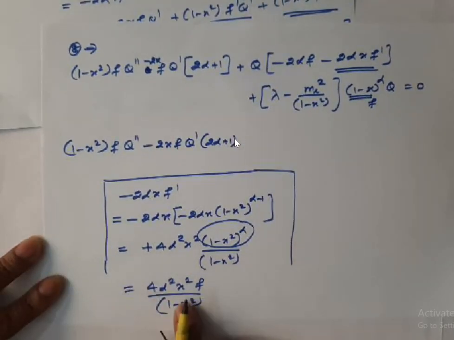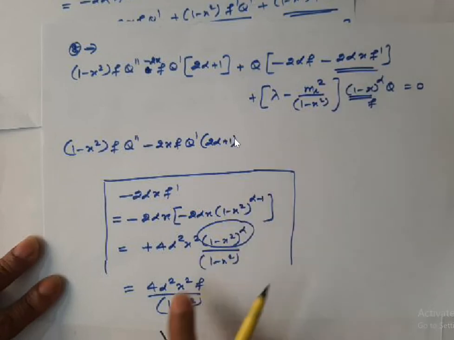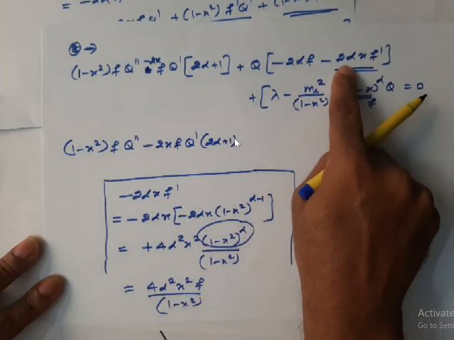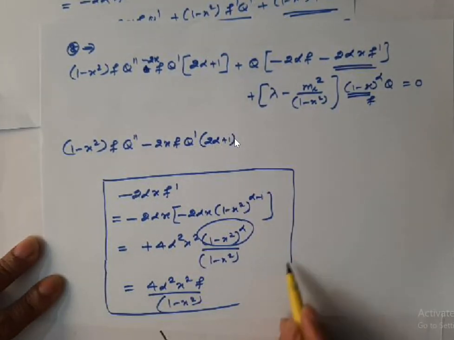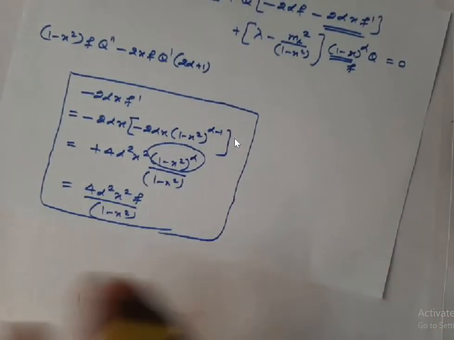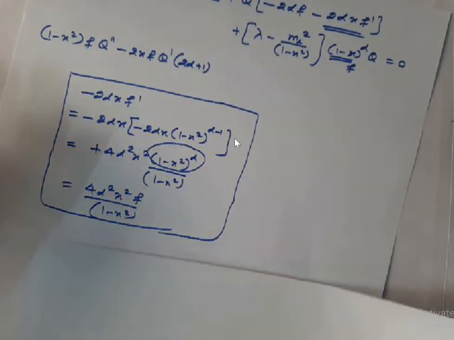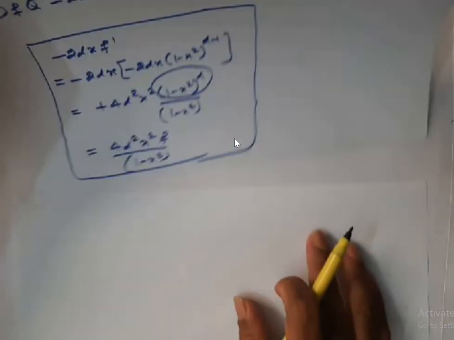Okay, we can write like this. So what I'm going to do, in the place of minus 2 alpha x f dash, I'm going to substitute this. Okay, so if I do that, what will I get? Let me show you in the next page. The derivation looks somewhat lengthy, but it is very simple one.